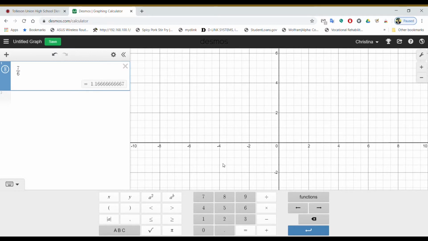So 7 over 6 times, and it was 180. So times 180, here we go. Voila, and there it is, 210. So 210 degrees is what we got.